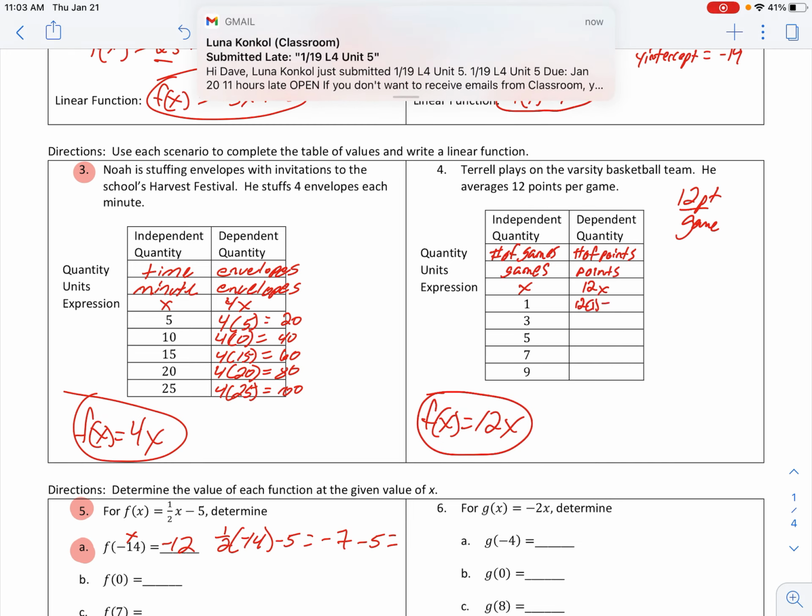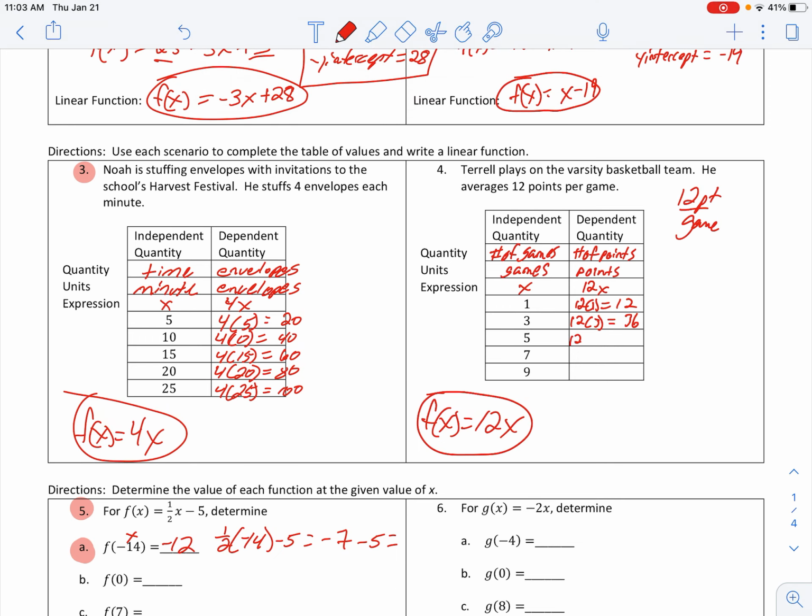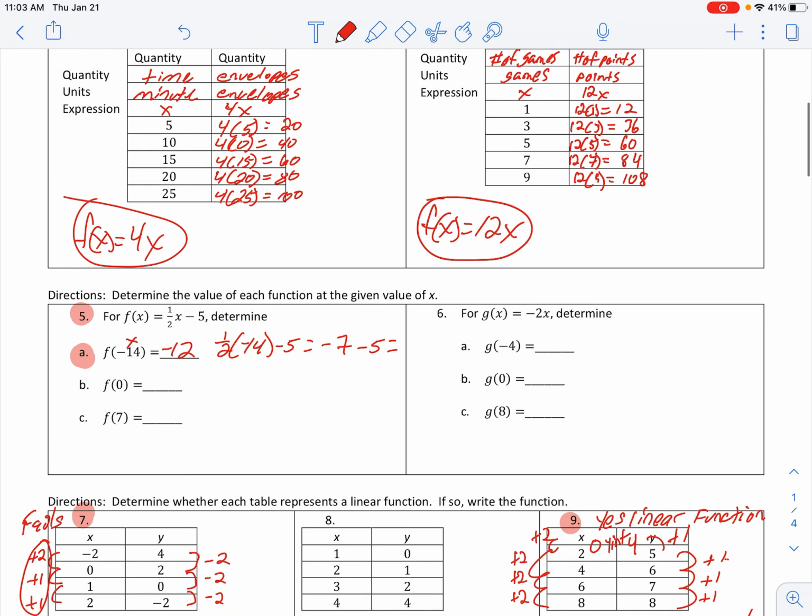So 12 times 1, 12 points. 3 games, you've now made 36 points. 5 games, all right, you've now made 60 points. You've now made 84 points. You've now made 108 points, okay?